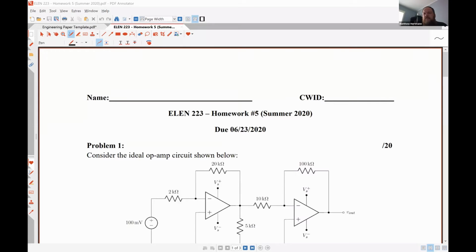So let me see if I can pull that up real quick. Let's share the screen. The last page.